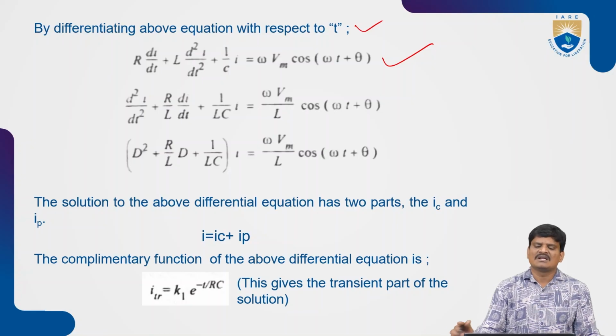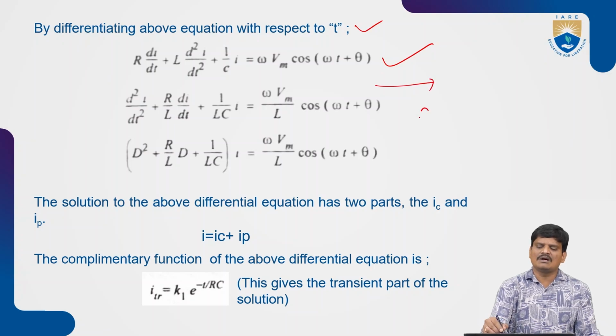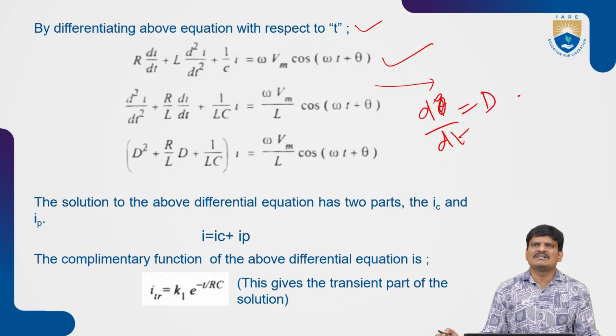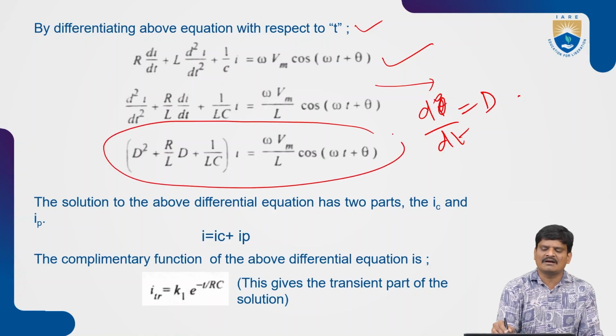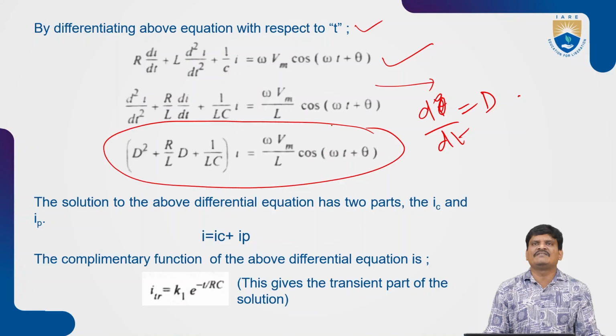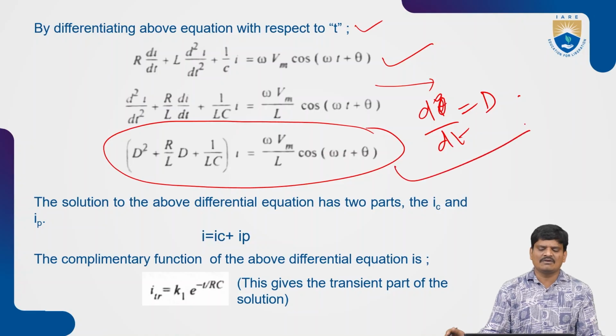After this step, I want to replace d by dt with D, so that I do not have to write it each and every time. This is the final expression which is obtained after applying KVL and after differentiating the equation obtained from the KVL. Now this is the final expression I got.